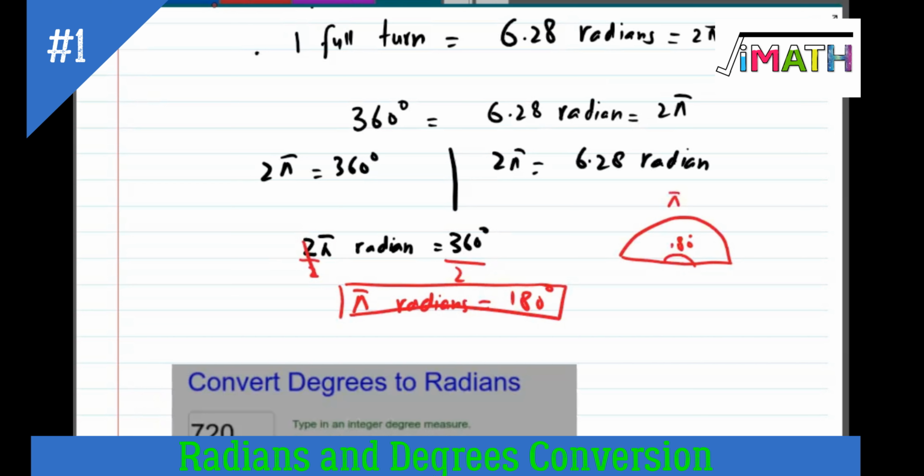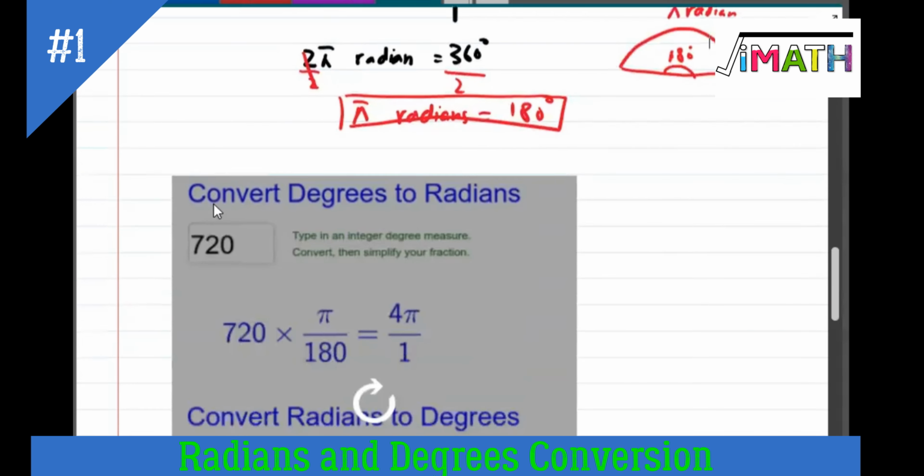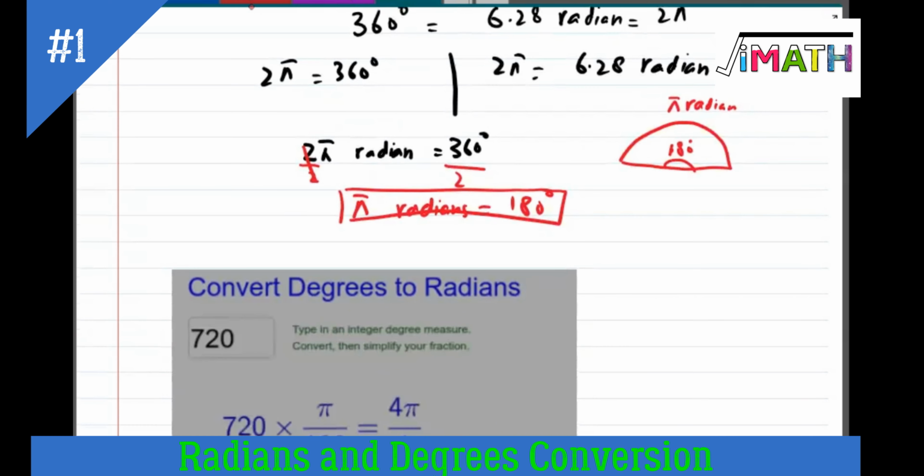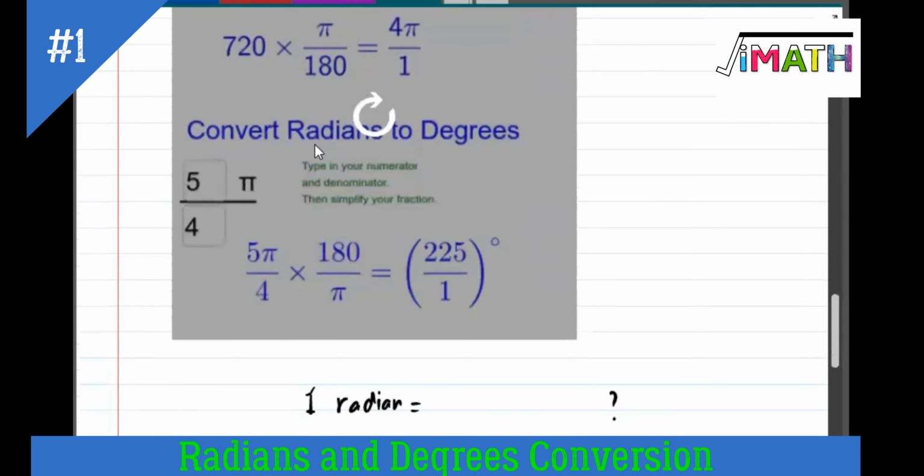If we talk about the degrees, it is 180, and if we talk about the radians, it is pi radians. Are we good here? Yes. Okay, so if we need to remember this, pi radians equal 180 degrees, or you can say 2 pi radians equal 360 degrees.